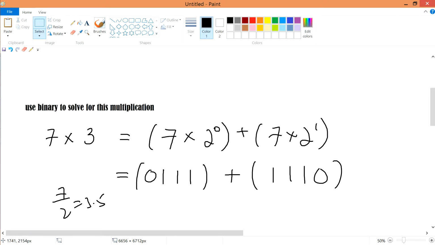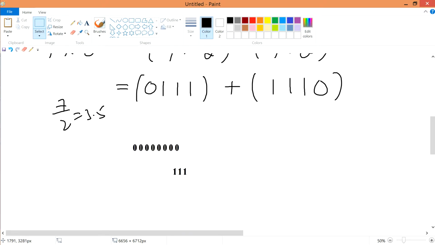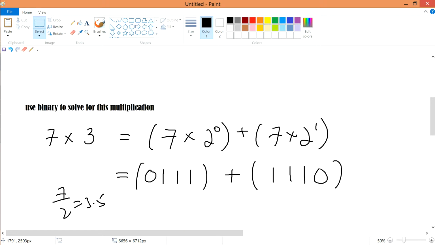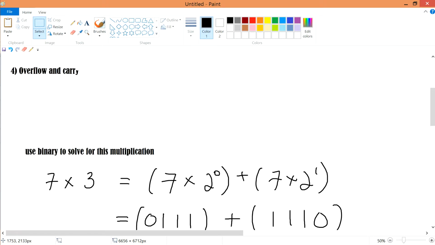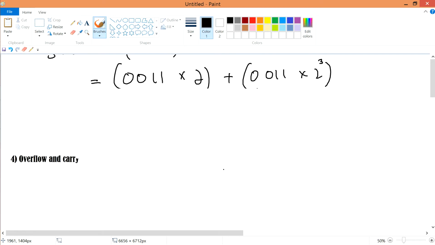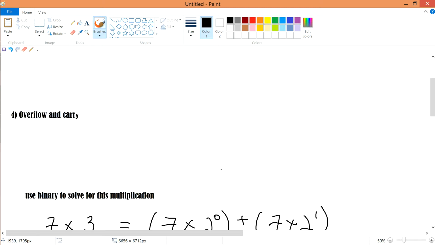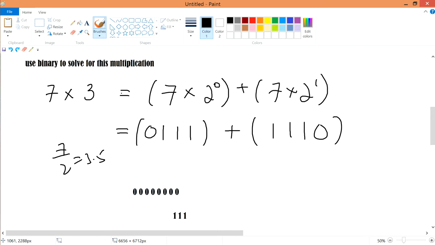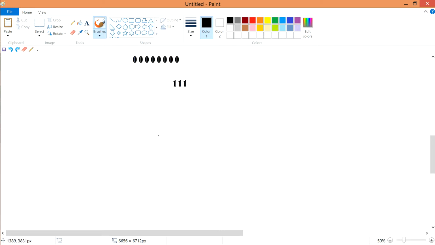But I hope that this briefly gives you a clearer understanding of multiplication and division. In the next video, I'll do a few random exercises so that you can fully understand what I mean. Meanwhile, I'll talk about overflow and carry. Overflow and carry, if you remember, is simply what we have done just now.